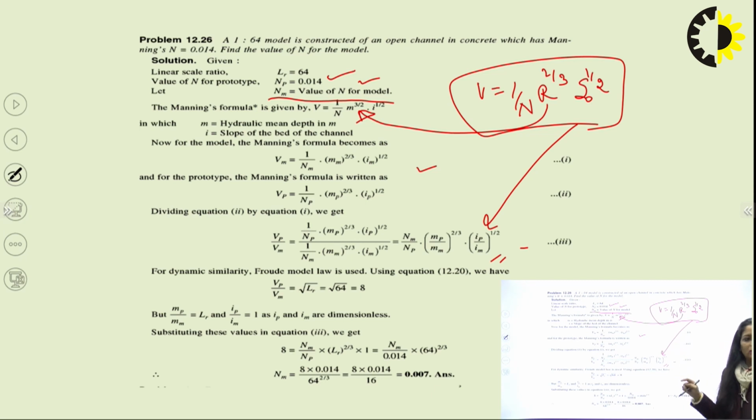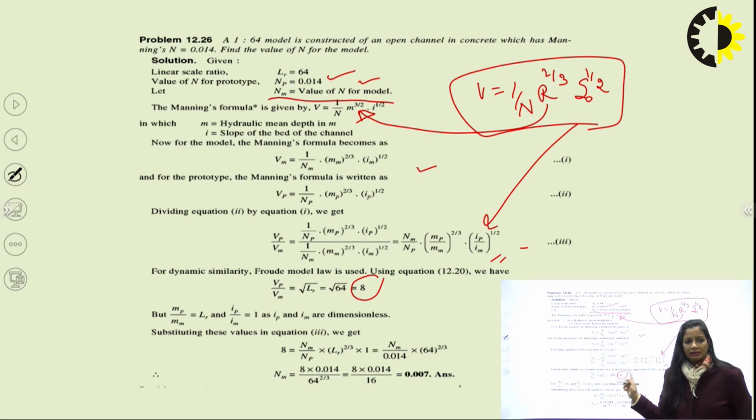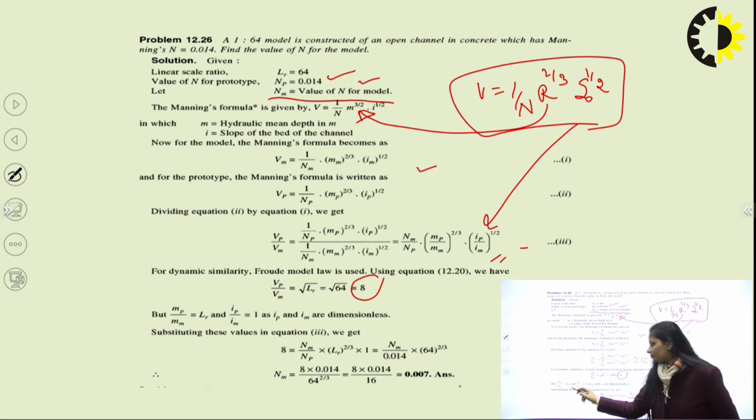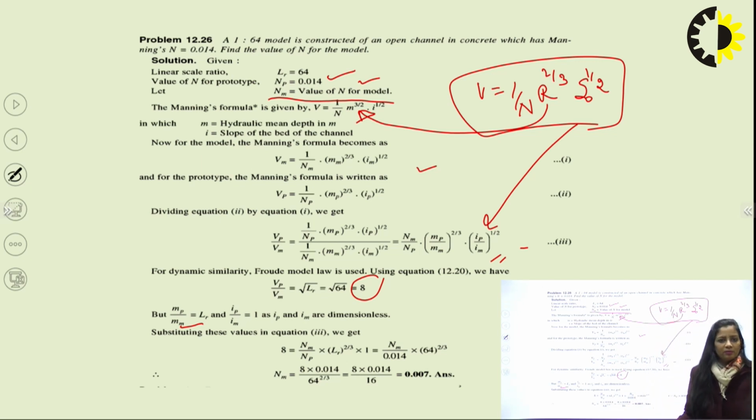Now for dynamic similarity, the Froude model law should be used. Here you can get Vp by Vm as root over LR. LR is given as 64. So Vp by Vm here will be 8. Now Rp by Rm will be equal to LR. Ip by Im will be equal to 1, as Ip and Im are dimensionless.